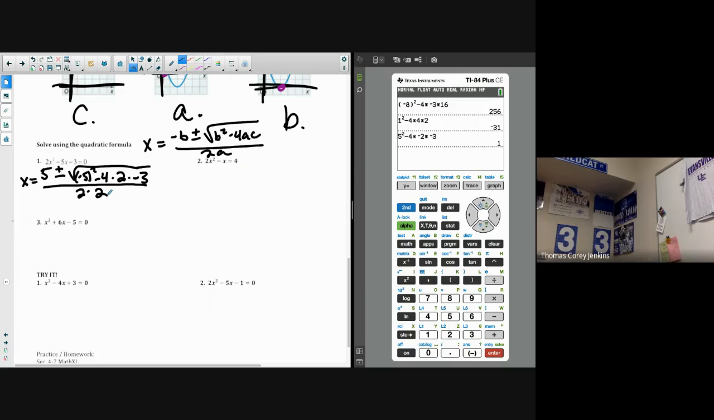All right, now we start to simplify. Okay, so I'm going to go ahead and figure out what's my discriminant. So 5 squared minus 4 times 2 times -3. It's going to be 49. So I have 5 plus or minus the square root of 49 over 4.